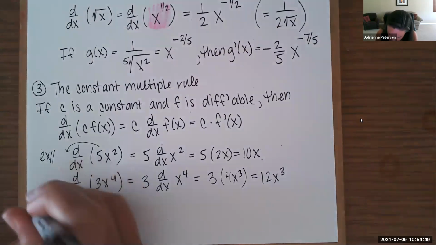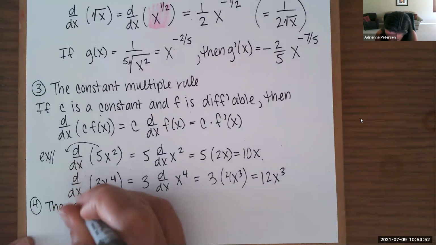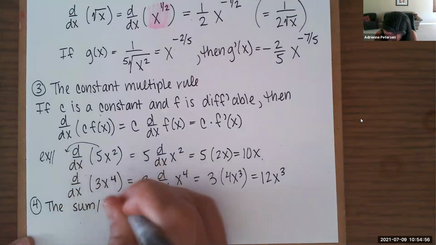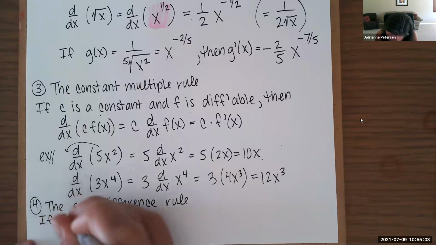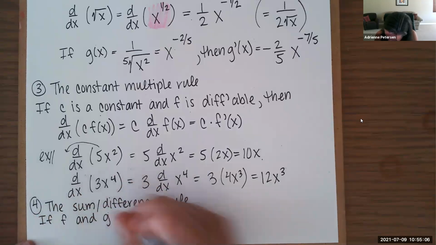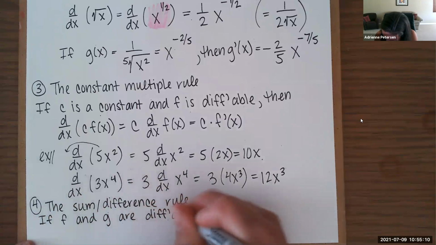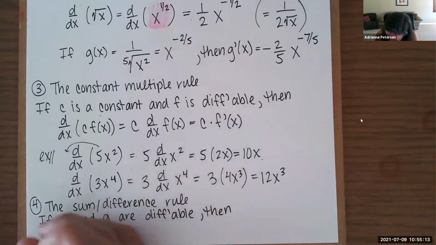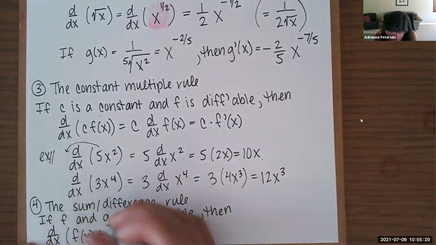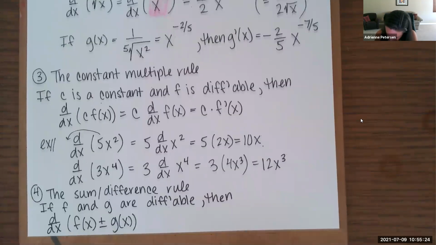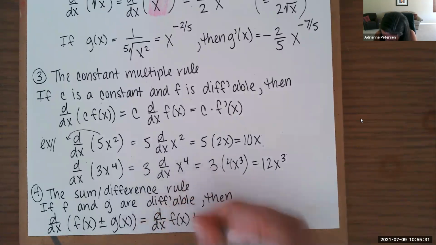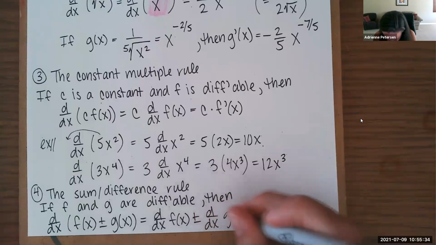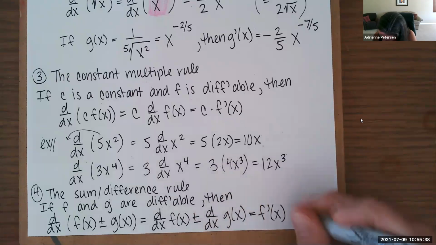Okay, our fourth rule is called the sum difference rule. And it says if f and g are differentiable, then the derivative of f of x plus or minus g of x is equal to the derivative of f of x plus or minus the derivative of g of x, which is f prime of x plus or minus g prime of x.